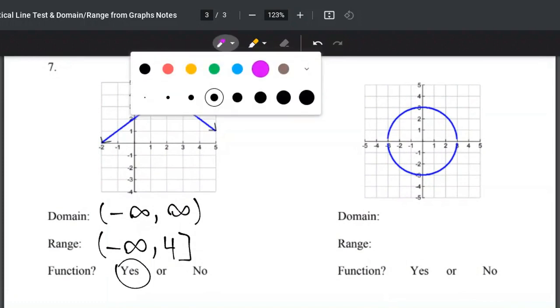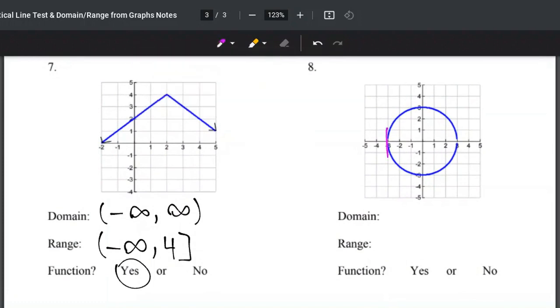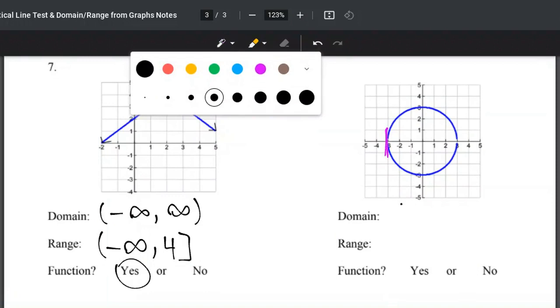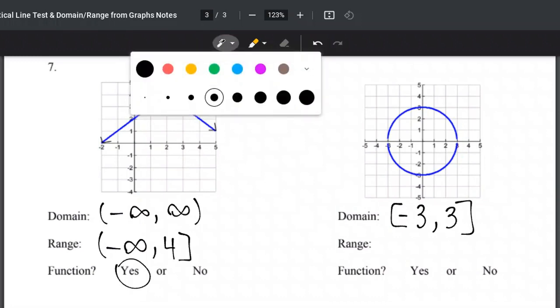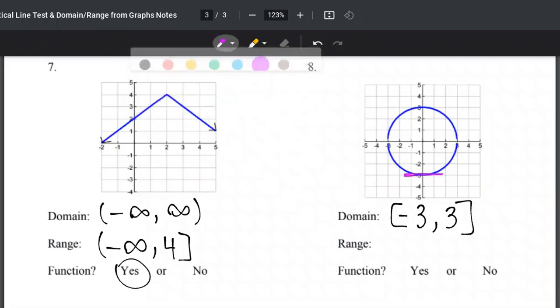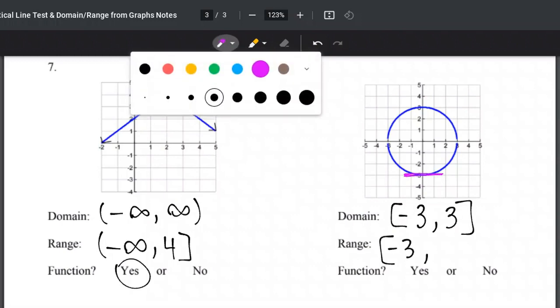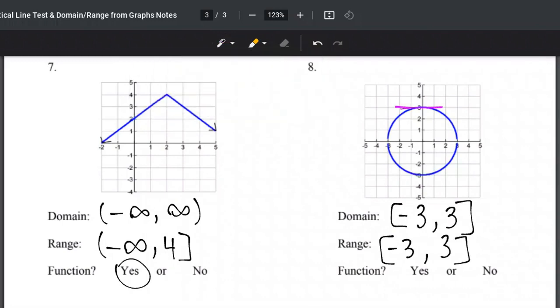For number 8, for our domain, how far left does this graph go? -3. How far right does this graph go? To +3. Let's check out our range. How far down does this graph go? -3 on the y-axis. How far up does the graph go? To +3 on the y-axis. Is this a function? Well, if we draw a vertical line through it, it intersects the graph at more than one point, so it is not a function.